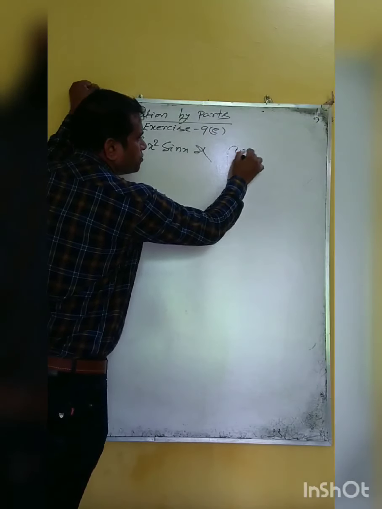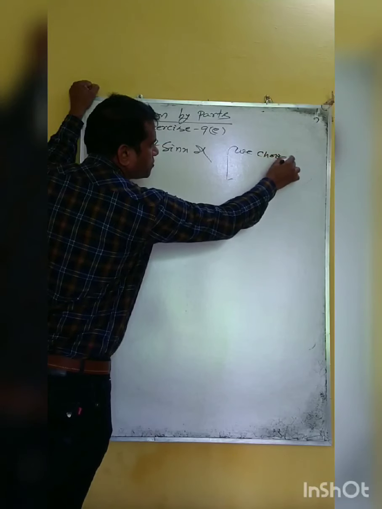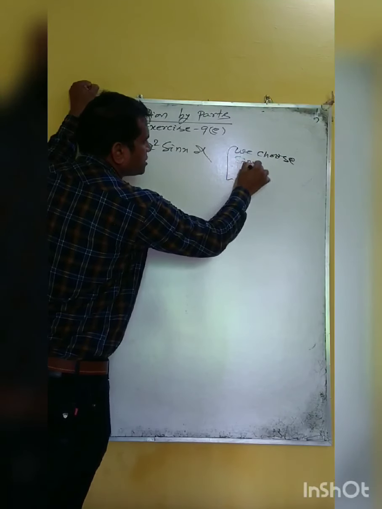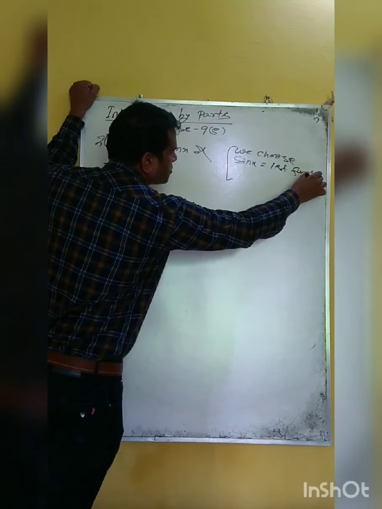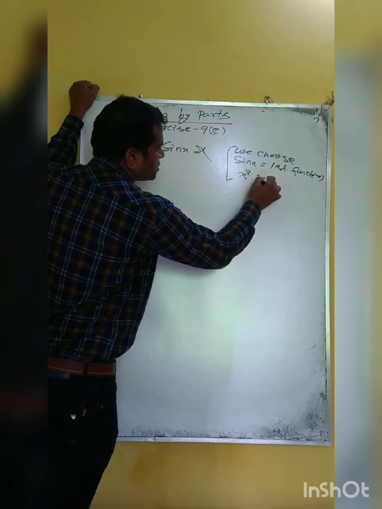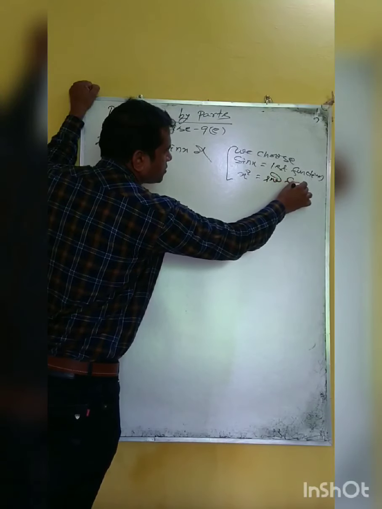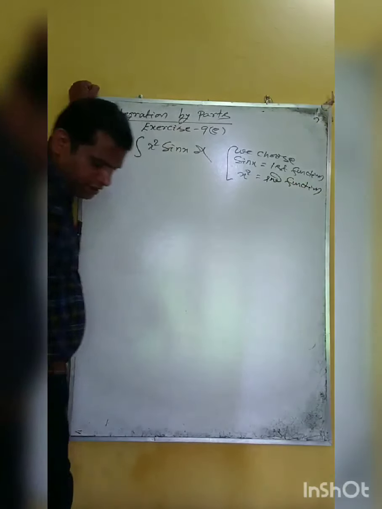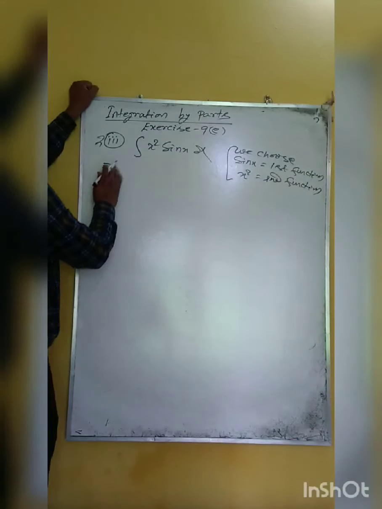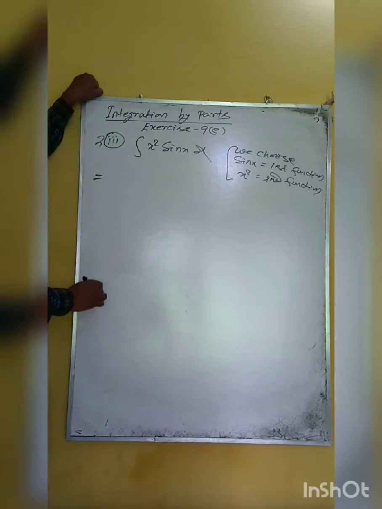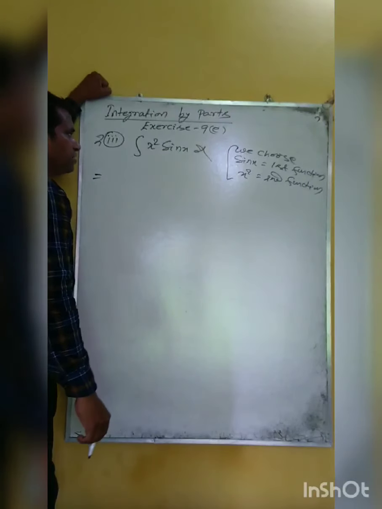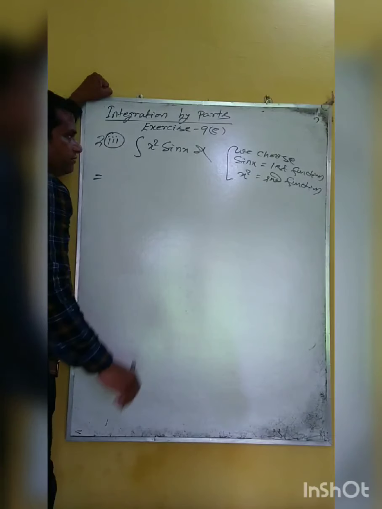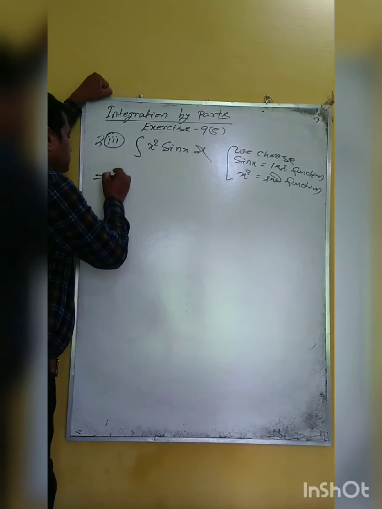We choose sin x as the first function, x square as the second function. Using the ILATE formula, we choose sin x as the first, a trigonometric function, and x square as the second, an algebraic function. So apply the integration by parts rule.